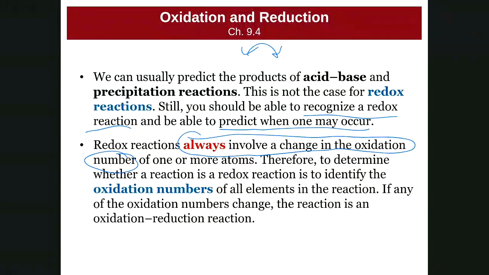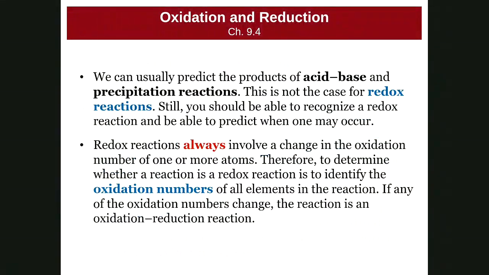Therefore, to determine if a reaction is a redox reaction, you have to first identify all the oxidation numbers, and then you have to see if the oxidation numbers change from reactant side to product side. So you want to find the oxidation numbers of all elements on both sides of the reaction, and then see if the oxidation numbers for any one or more elements or atoms have changed. If so, it is always going to be a redox or oxidation-reduction reaction. All right, let's take a look.